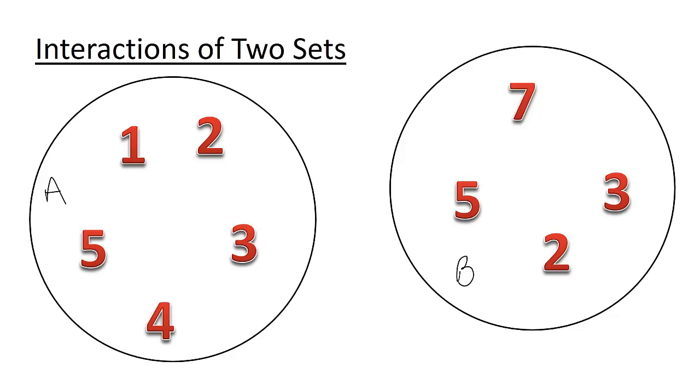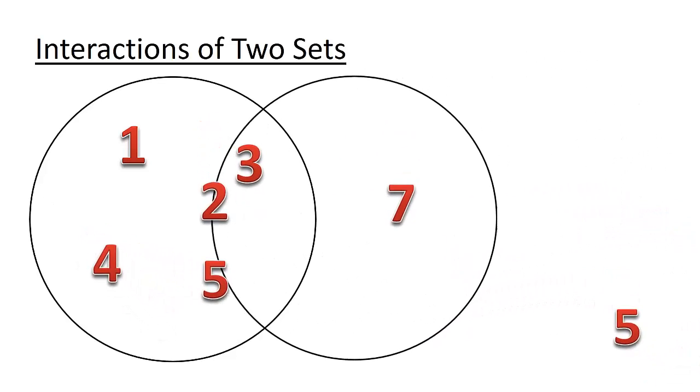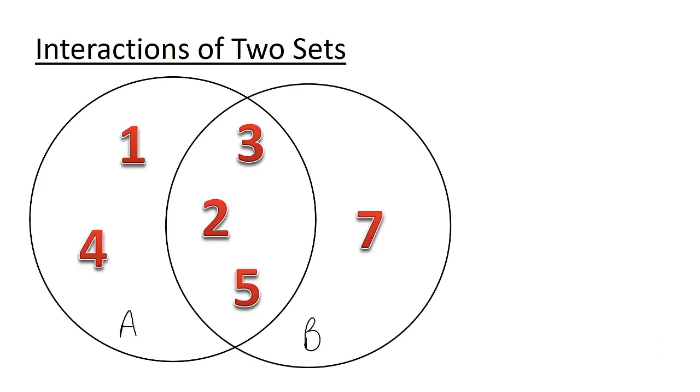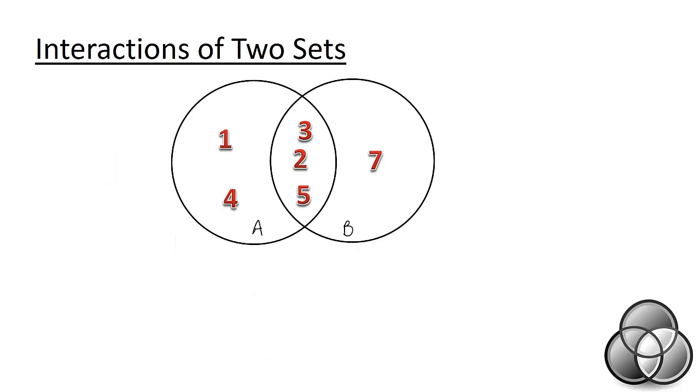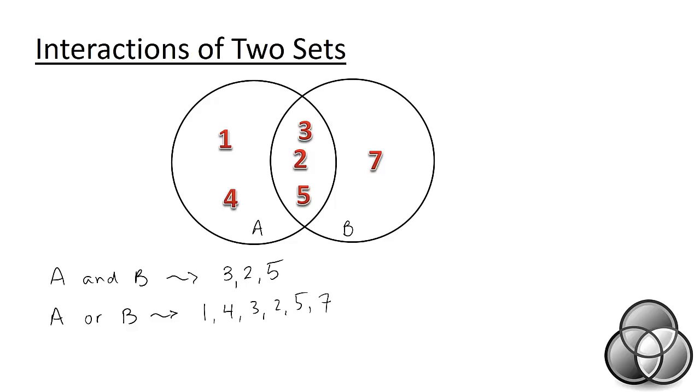In this case, it's possible for us to simplify our picture in the following way. When sets share elements, we may overlap the circles to show this. Which elements are in A and B? Which elements are in A or B? 3, 2, and 5 are in A and B. This is the overlapping region. And all of our numbers, 1, 4, 3, 2, 5, and 7, are in A or B.